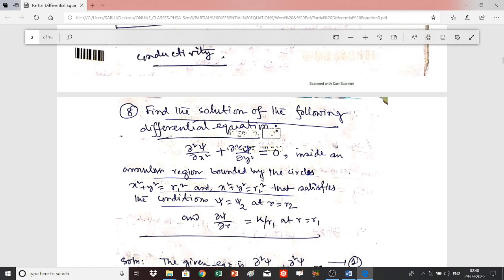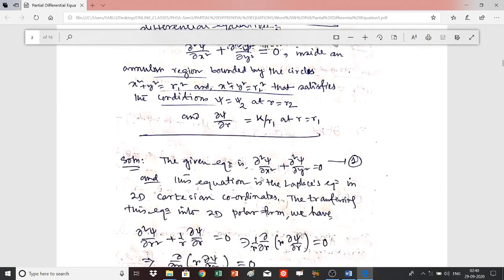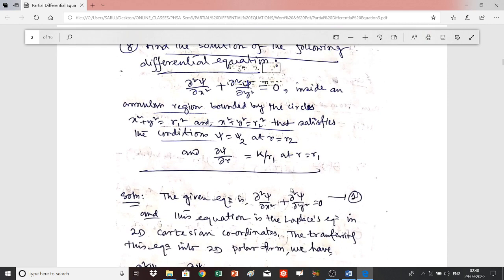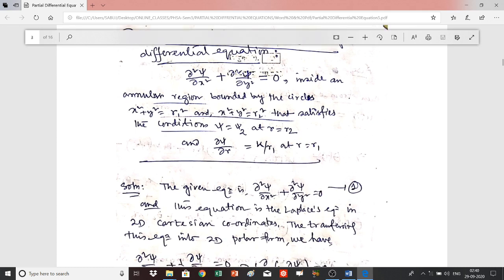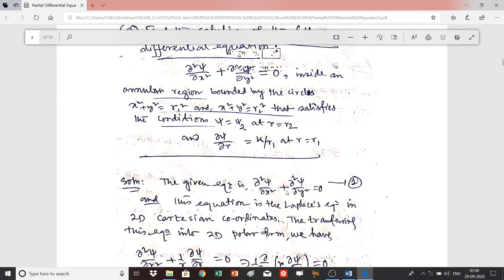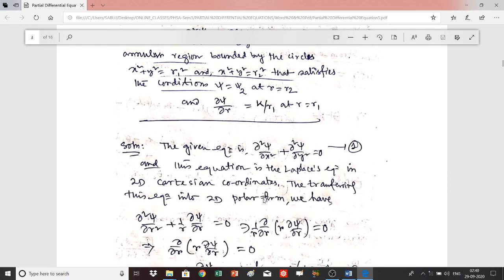Now rewriting the partial differential equation that is given in this problem: del 2 psi by del x square plus del 2 psi by del y square is equal to 0. I am writing this as equation 1, and this is the well-known Laplace equation in two-dimensional Cartesian coordinates. It is easy to solve once it is transferred to polar form.